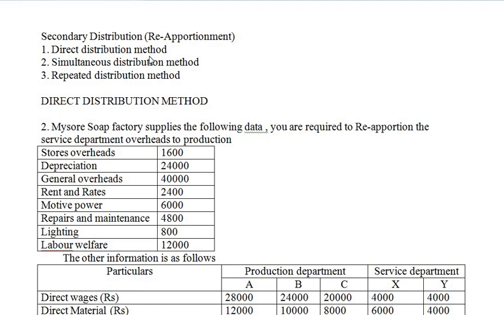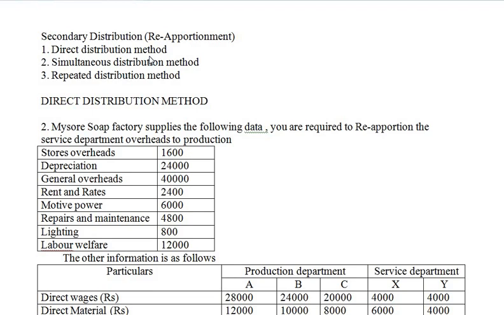In previous class we had started with fifth unit and already one method we have done, that is primary distribution, and we have solved one problem on that. Today we are going to start with secondary distribution, which is also known as reapportionment. In secondary distribution we have three methods. First one is direct distribution method, then simultaneous distribution method, repeated distribution method. Today we are going to start with the first method of secondary distribution, that is direct distribution method.